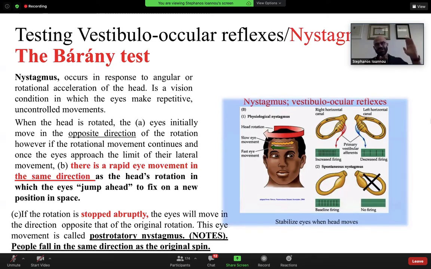As soon as the threshold is reached and the rotation still continues, the eyes move in the same direction as the rotation. And as soon as this rotation abruptly stops, we have again, like at the beginning, the opposite direction of the eyes. And for those of you that do not know what nystagmus is, it is the involuntary jumping of the eyes in space so that they can fixate a point, so that the individual can retain their balance.